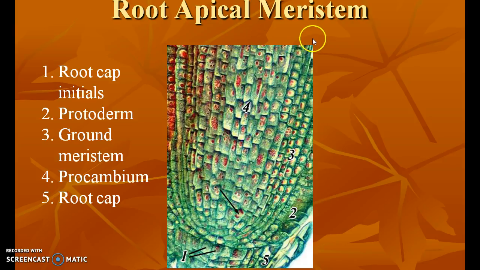Root apical meristem: root cap initials, protoderm, ground meristem, procambium, and root cap. This is the root cap initials, and this is the protoderm. These are the ground meristem. This is the procambium, and this is the root cap.